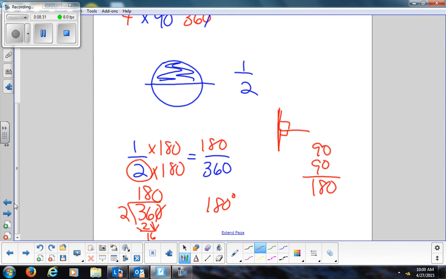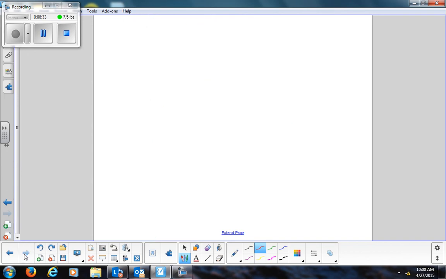Okay, so I want you to take notes on this. These are benchmark angles, okay? You know how we have fractions that are benchmarked, half, quarter? Those are benchmark.